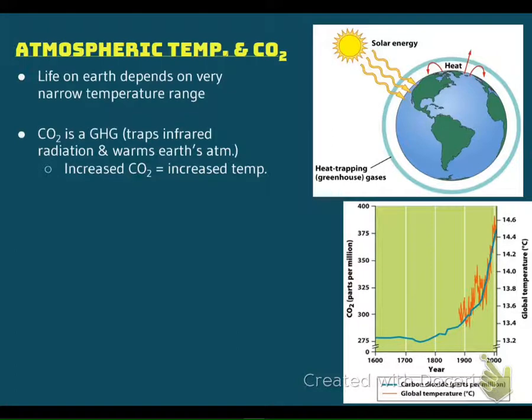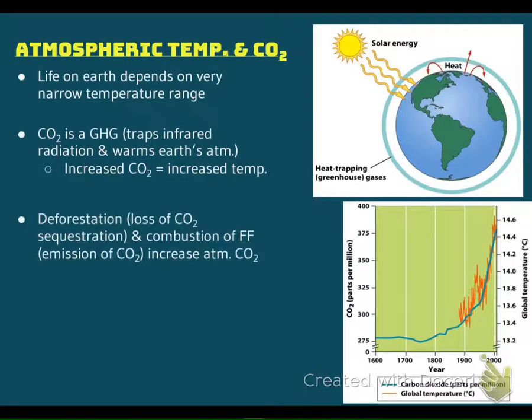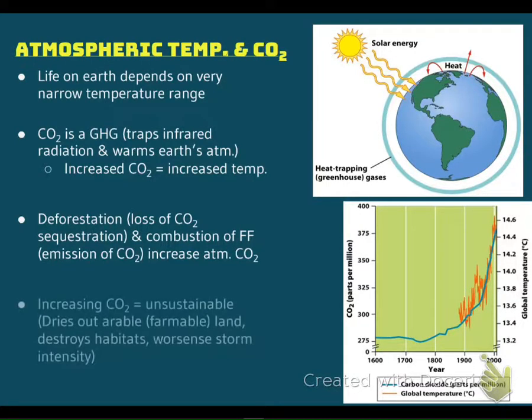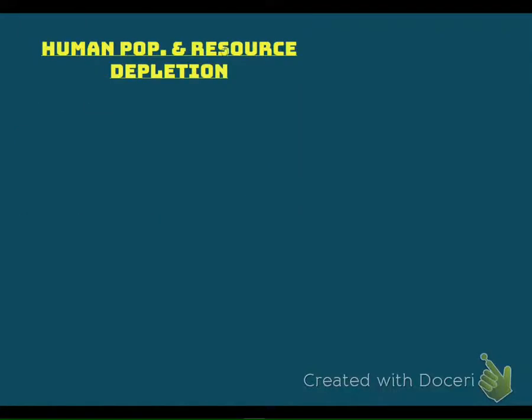And you can see since the Industrial Revolution in 1780, the amount of CO2 has gone up about 25%. Deforestation causes a loss of CO2 removal, or CO2 sequestration. And combustion of forests causes the release of CO2. Increasing CO2 makes the land become too dry. It destroys habitats. It makes storms more intense.